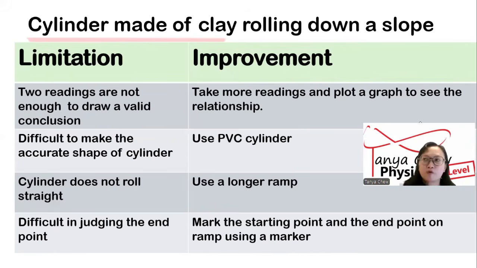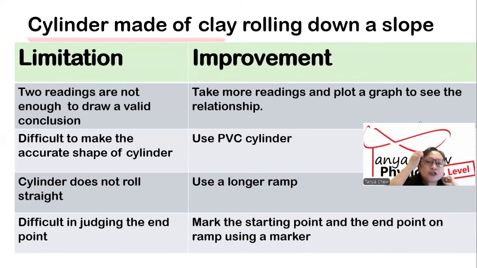Don't just say take more readings and find the average, because that is not an improvement. And that is definitely not the limitation as well. Because when you conduct the experiment, you know that you can take more than 2 readings if you want, and you can find the average if you want. That is not your limitation, and that is definitely not an improvement.